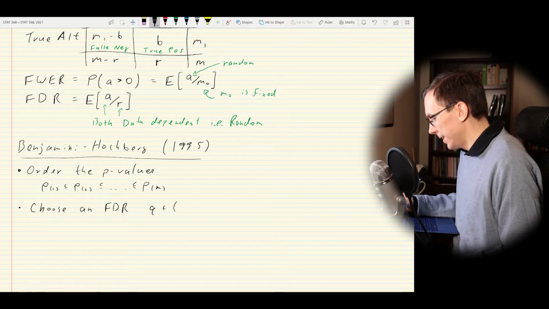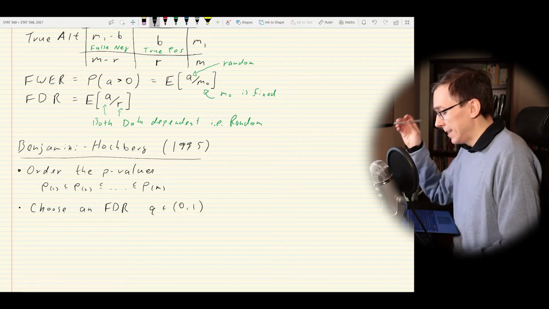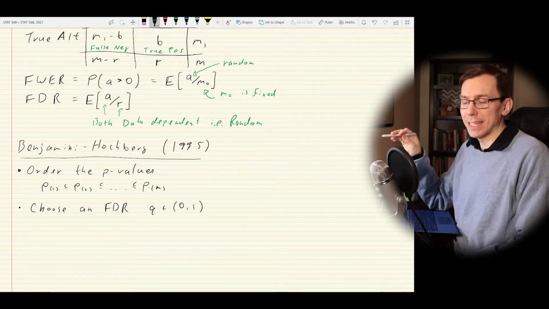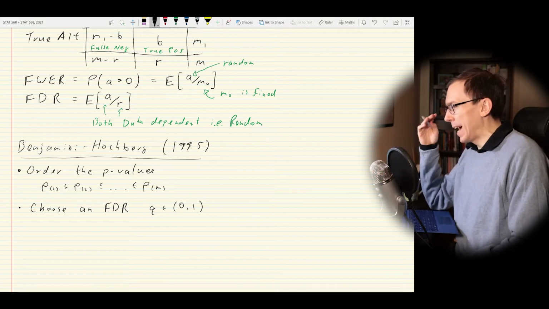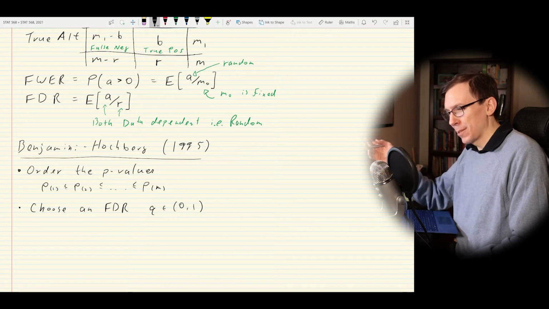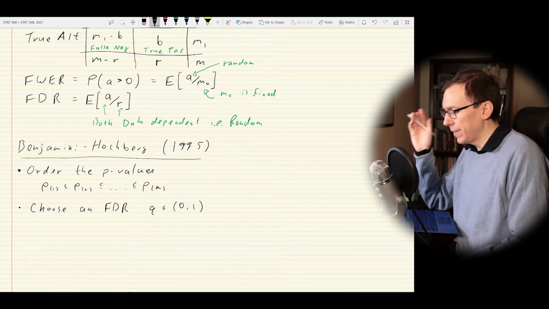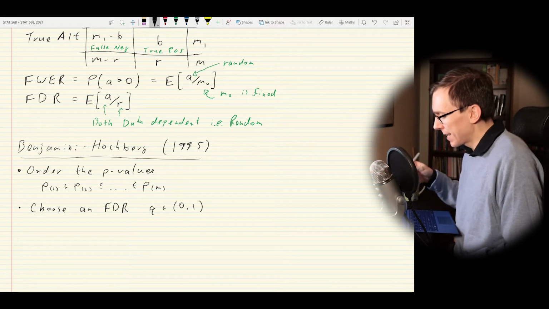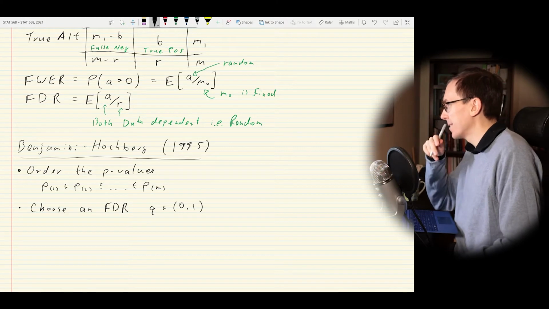Q in (0, 1). Now, we use the notation Q and not alpha, because alpha, we always think of as the test size or the probability of a false positive. Here we're doing something different. We're not looking at that anymore. And the notation, at least in some of the references I saw, was Q. So we'll stick with that.